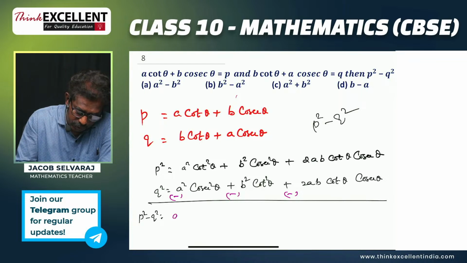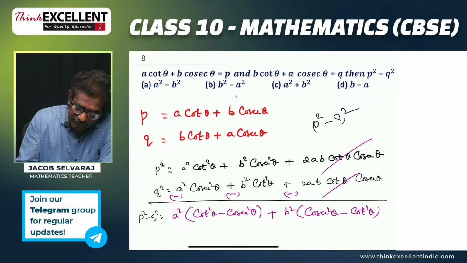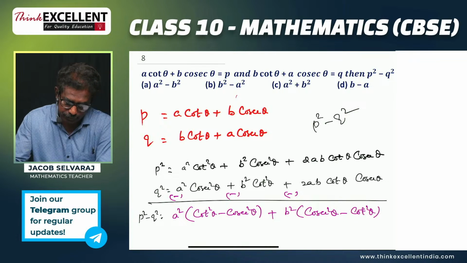So here A square you can take it outside. Cot square theta minus cosecant square theta. Plus, from the second you take B square common, cosecant square theta minus cot square theta. The last term gets cancelled, right? When you subtract, that gets cancelled.